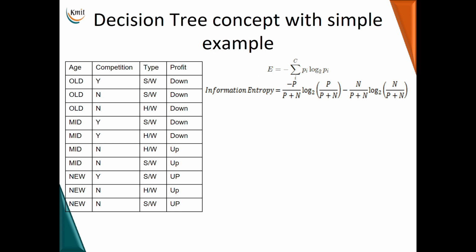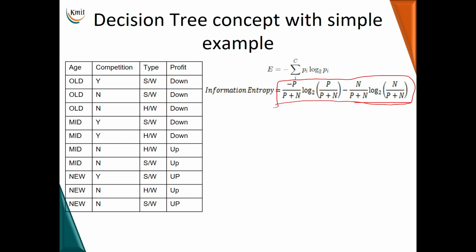Coming to the type, you can find software and hardware, the type of job. Profit is down or up. This is the basic question you have got. Now, how are you going to find the entropy? First, you find the entropy. The formula for entropy is minus P by P plus N log base 2 of P by P plus N, minus N by P plus N log base 2 of N by P plus N.